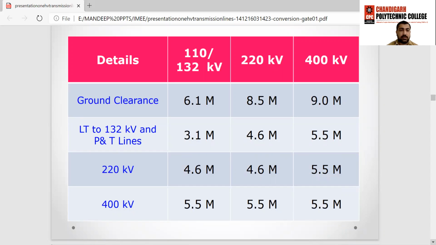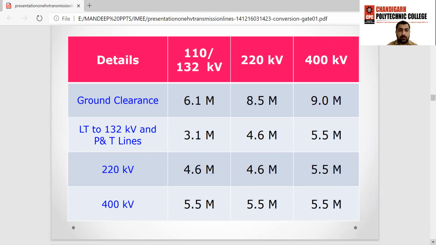The clearance from other lines, LT to 132 kV, and from PNT lines, telecommunication lines. If we want to erect the 110 kV or 132 kV line, the minimum clearance from LT to 132 kV lines or PNT lines is 3.1 meter, and for 220 kV line 4.6 meter, and for 400 kV line the clearance increases up to 5.5 meter, the minimum clearance from these lines.